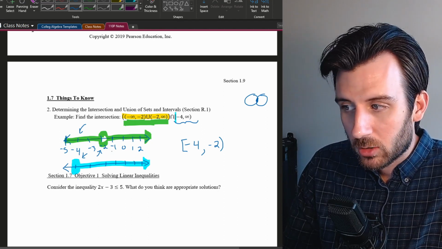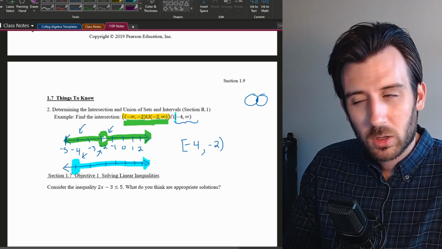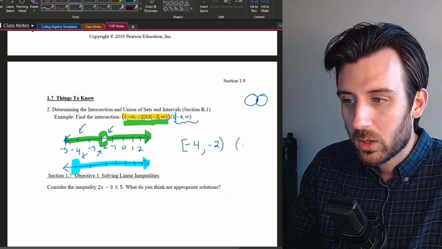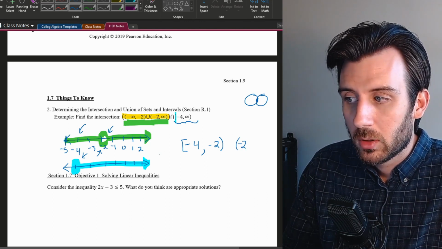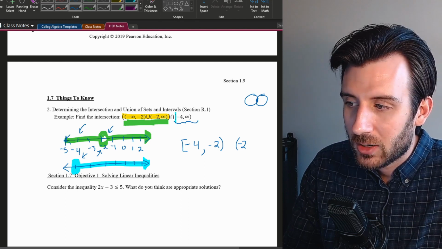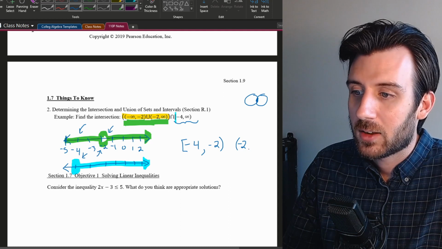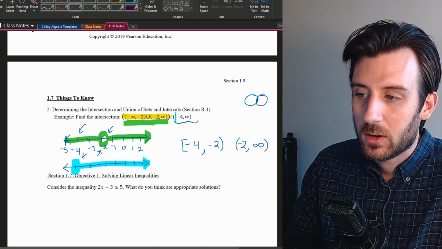Well, -1 works, but don't all the numbers between -2 and -1 work? Those work as well. So we don't want the next reference point to be -1. We want the next reference point to still be -2, because I'm saying that all the numbers right next to -2 and all the way up to -1 are going to be included. And in fact, there isn't a place that I stop after that, so I'll put infinity.